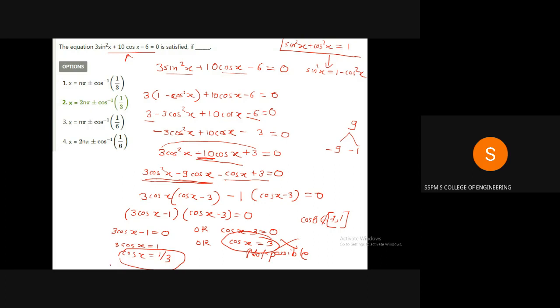Okay. This is not the answer actually. We have to find the value of x. So the answer is still not over. We have to find the value of x.